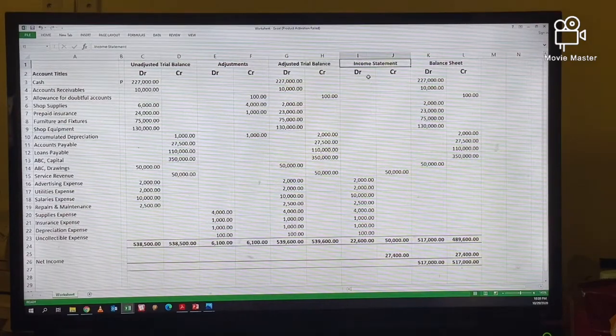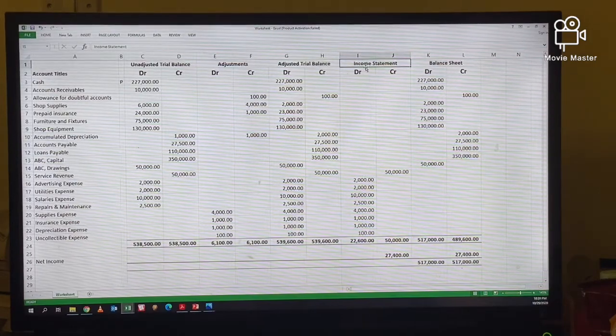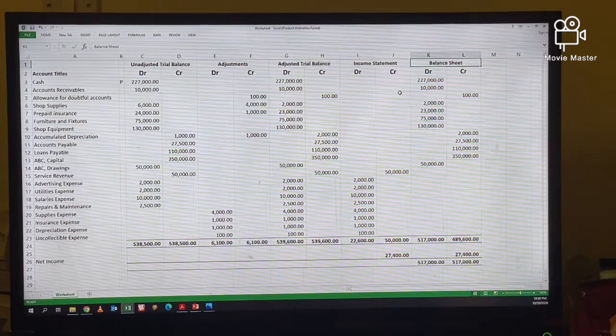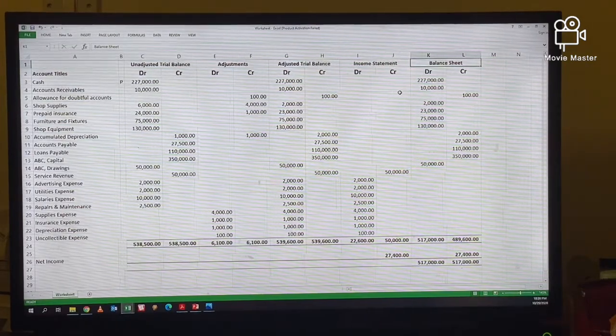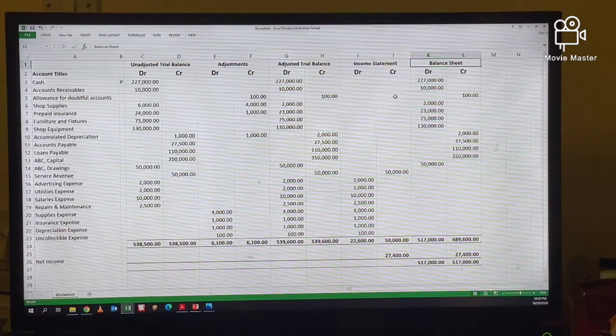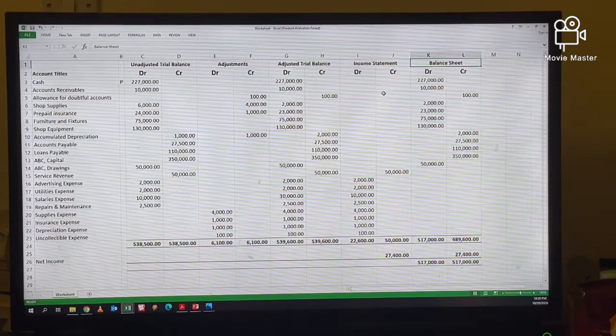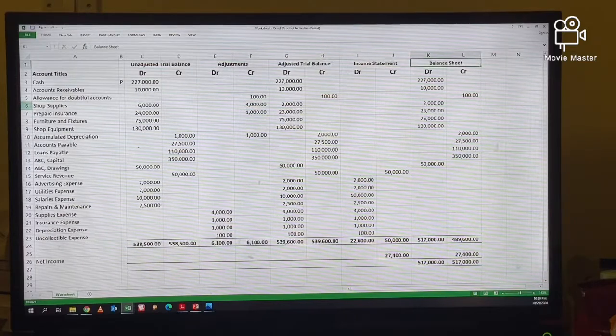Ang tawag ngayon dito, on the new standard sa income statement is your statement of comprehensive income. And your balance sheet is now called under PFRS, Statement of Financial Position. So, that's it for today, and watch out for the next topic. We will prepare the financial statements for ABC Company.